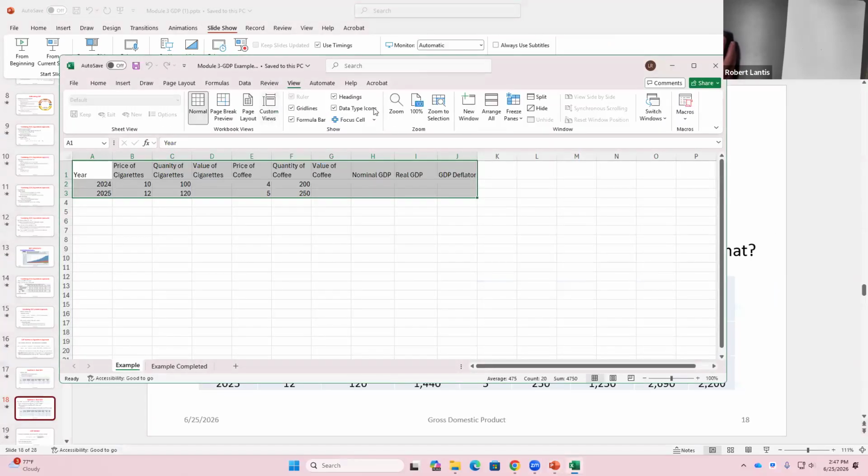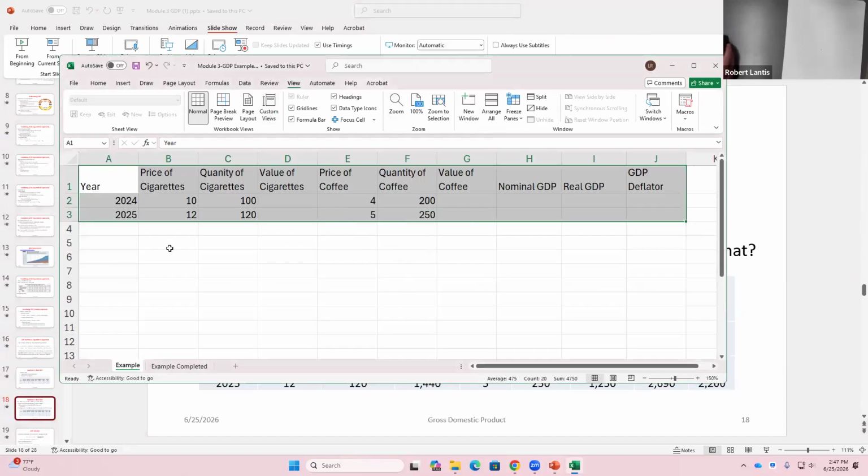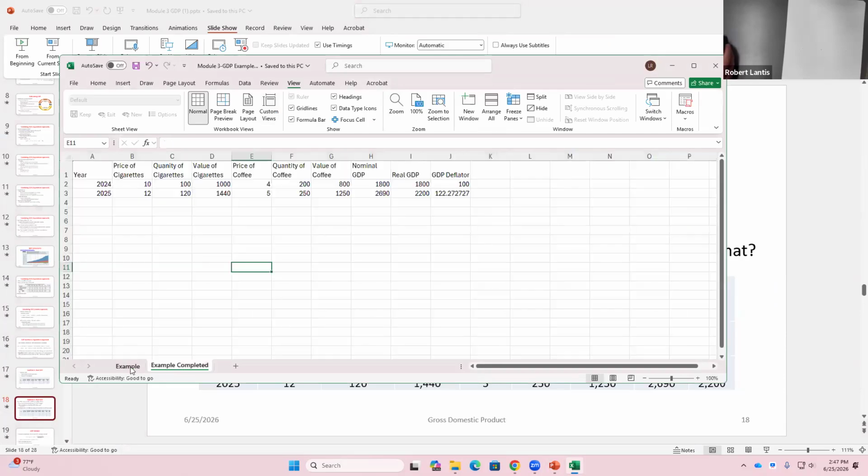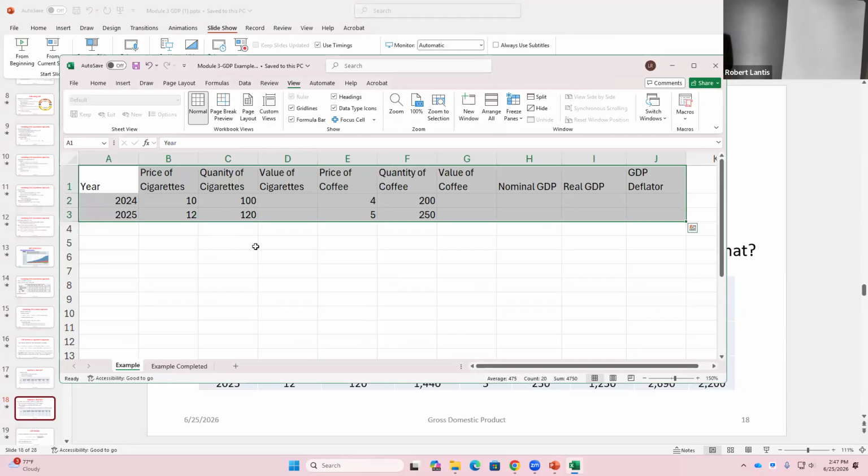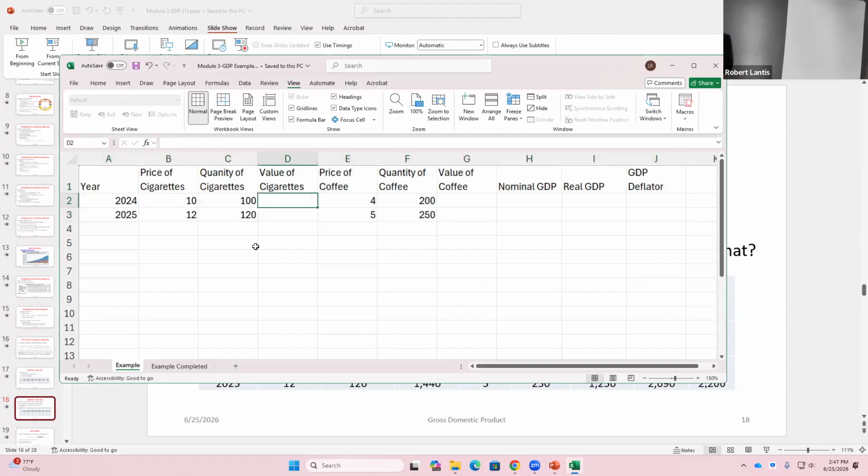I'm going to make sure it's a little bit larger for us. Now I've got a completed version and I have the one we're going to do today. I'm going to add some stuff in and I'll repost this because I think we'll have time to work through some more examples that will help.